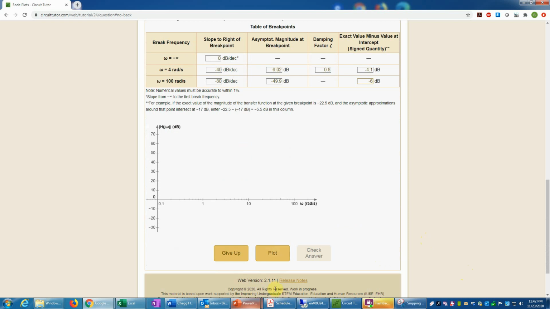And having completed the table now, I'm going to go ahead and plot the curve just by pushing the button. Now, of course, if you're doing this on paper, which would probably be a good exercise to do, you'd basically be using these data. So you'd say, well, I start out with 0 slope. I come to this value of the 6.02, so that's plotted here, up to the breakpoint of the 4 radians per second, which is right about here. And then you would have the slope of negative 40 dB, which takes you down to this value here, which is the negative 49.9. So again, you just plot a point on there, and then that's going to be a slope of negative 80 dBs per decade.